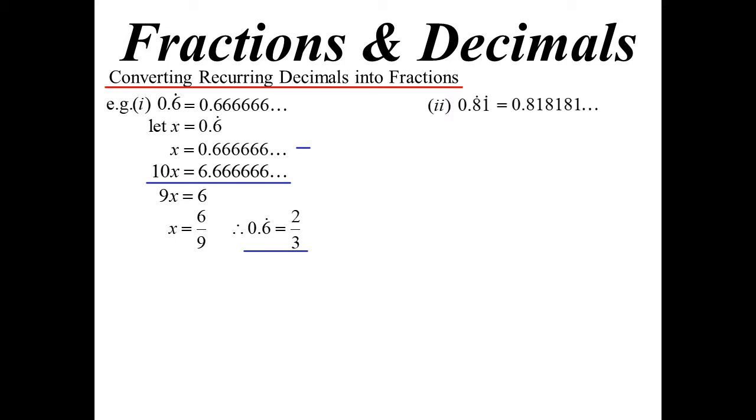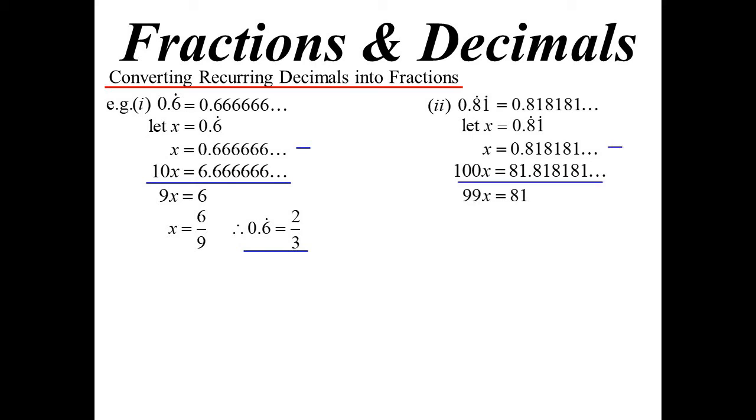So 0.81 repeater, same idea. That one is 0.81818181818181. So if I let x equal that, I want to get the same thing after the decimal place. So multiplying by 10 is not going to work, because I've got 0.818181818181. If I multiply by 10, I'm going to get 8.1818181818, not the same. So I'll multiply by 100. And now the bit after the decimal place is the same. Subtraction, 99x is 81. 81 on 99, that does simplify down. We get 9/11ths.